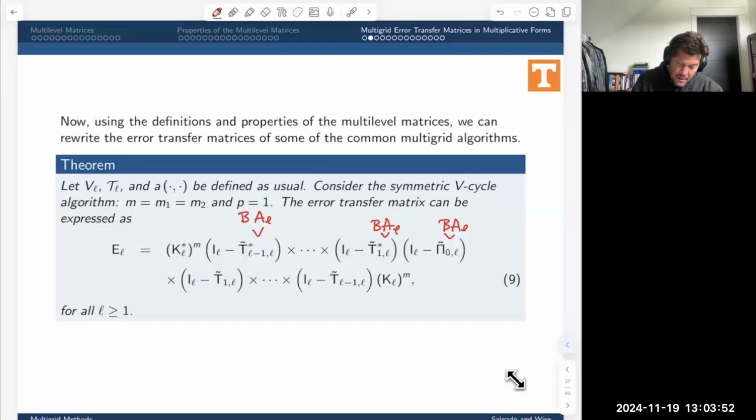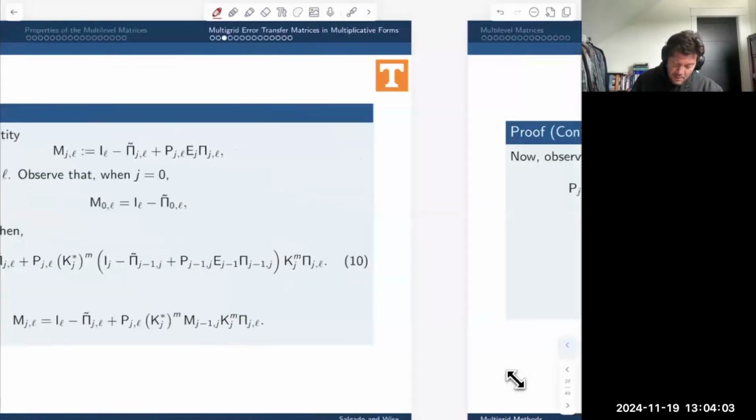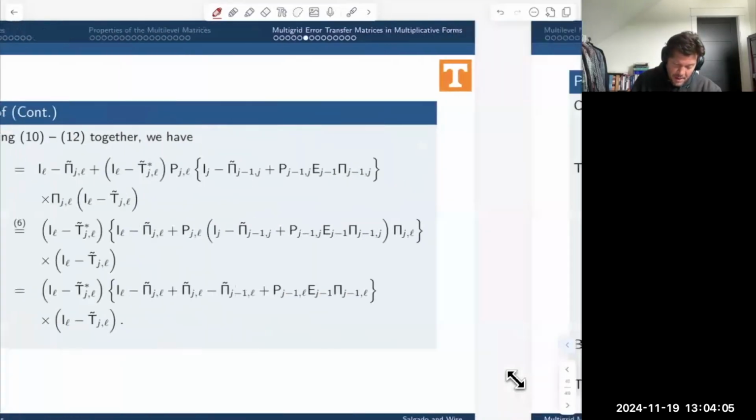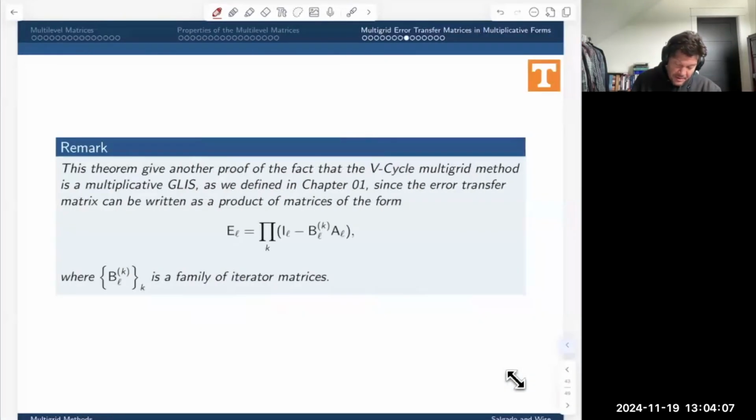And this shows that this is a multiplicative method. It just says that what you're doing is using a bunch of different iterative methods in a multiplicative way. And this is exactly what we described way back in chapter 1, and that's basically why we went through that exercise. This gives an independent view or proof that we have a multiplicative GLIS. Now, if you have a multiplicative GLIS, then the whole thing is a GLIS.